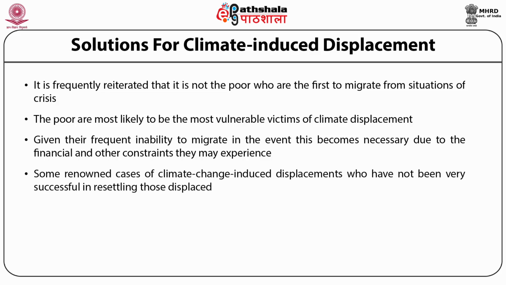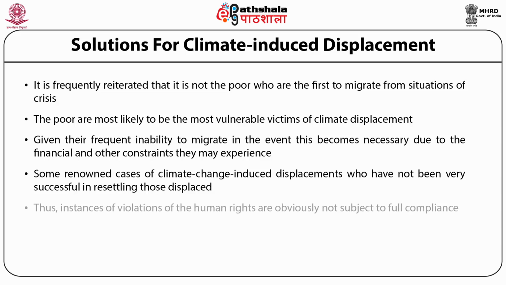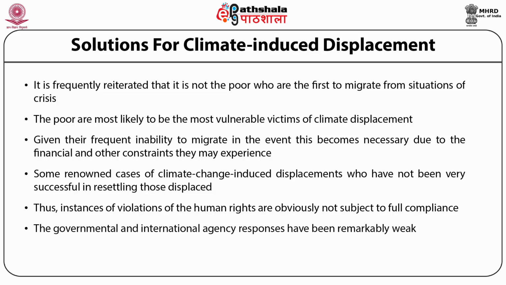The most renowned cases of climate change induced displacements are the Carteret and other atolls, for example Tasman, Motlog and Nigeria in Papua New Guinea, Latu village in Vanuatu, Shishmaref and other villages in Alaska, that is United States, and Lohachara Island in Hooghly River in India. All of these have not been very successful in resettling those displaced. Thus, all instances of violations of human rights are obviously not subject to full compliance. The consequences faced by those already displaced due to climate change are profound. The resources are truly lacking. The governmental and international agency responses have been remarkably weak.